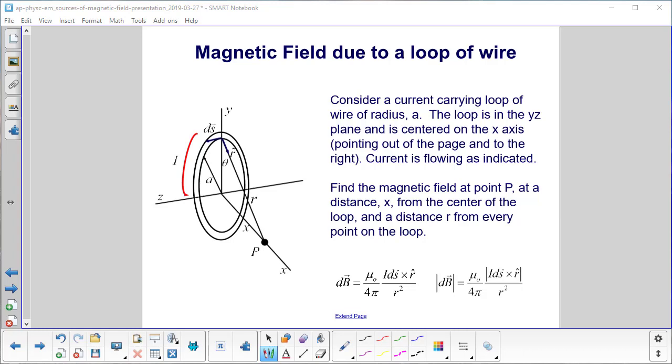Magnetic field due to a loop of wire. Consider a current carrying loop of wire of radius A. The loop is in the YZ plane. Here's the y-axis, here's the z, and the loop is in that plane.